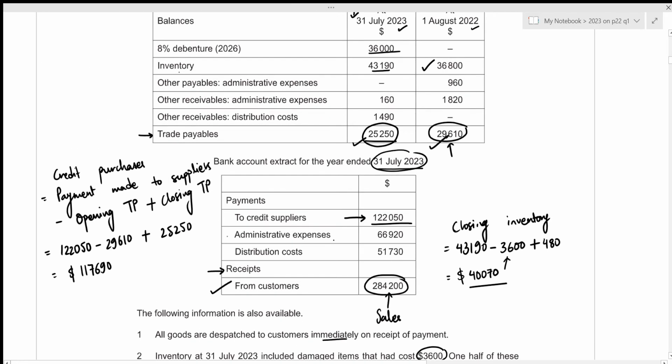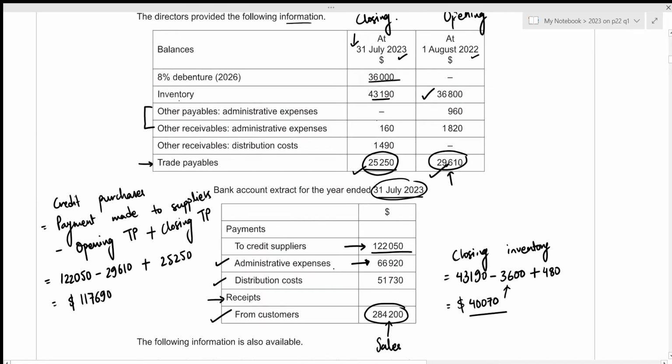And we are given overheads for two different headings. We have administrative expenses and distribution cost. Now, this is the amount that we actually paid out for the administrative expenses, but we also have to make adjustment for other payables and other receivables. Okay, let's look at the payables first.